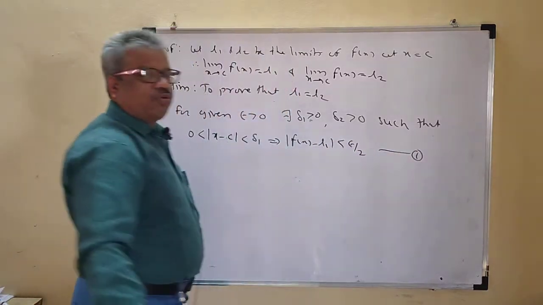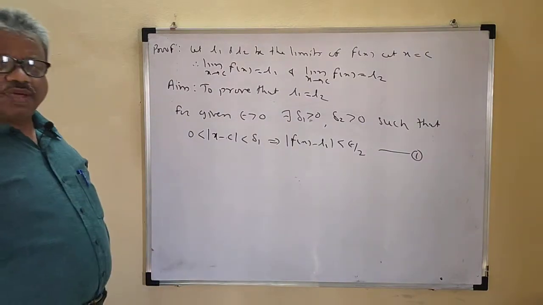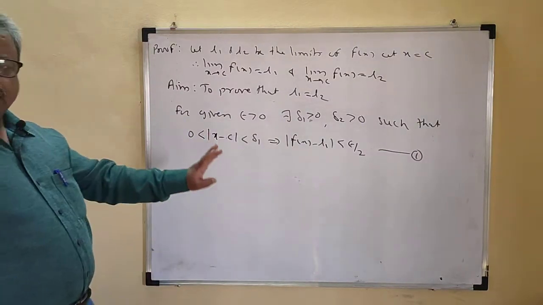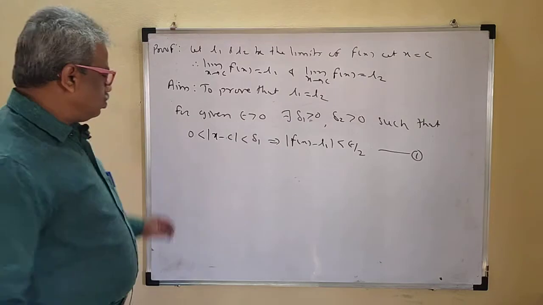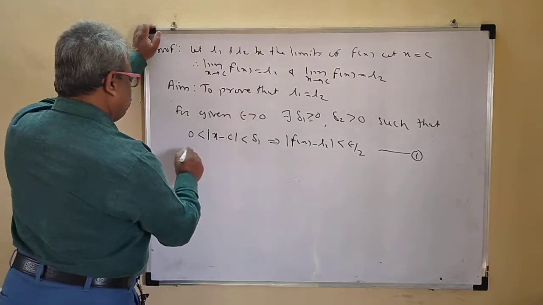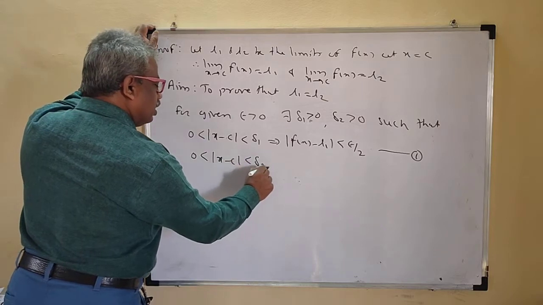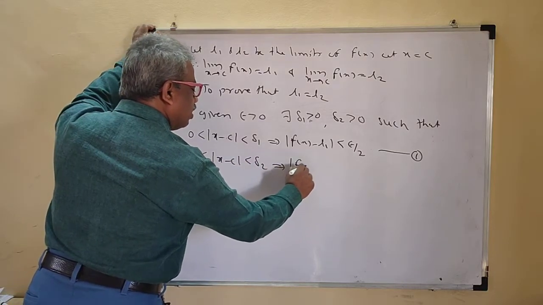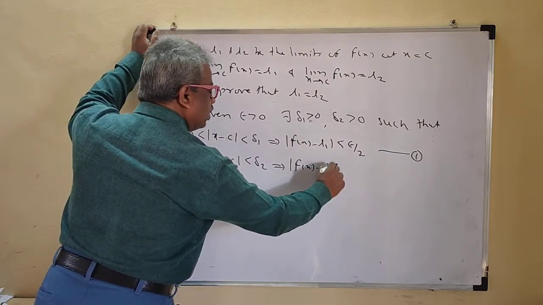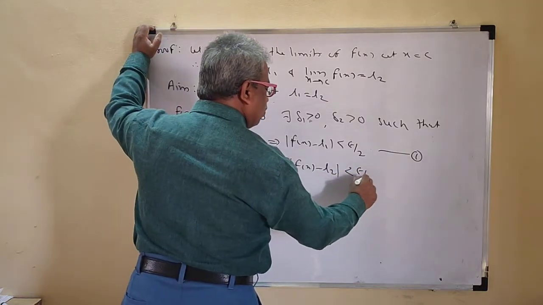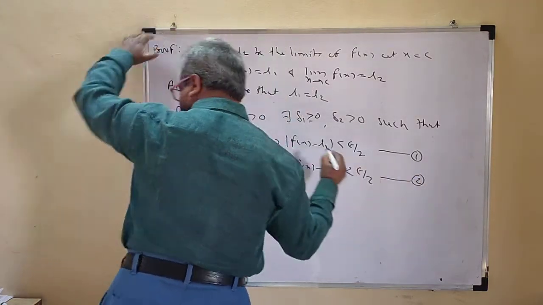we will take epsilon by 2. Epsilon and epsilon by 2 are almost the same, because epsilon is very small. So we may take epsilon, no problem for this one. Mod of x minus c less than delta 2 implies that mod of f of x minus L2 less than epsilon by 2. So we take this.